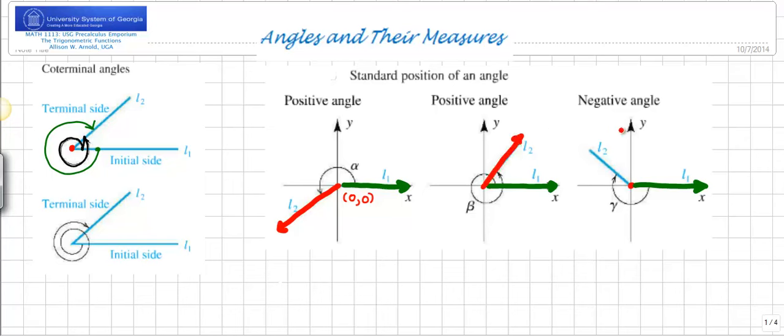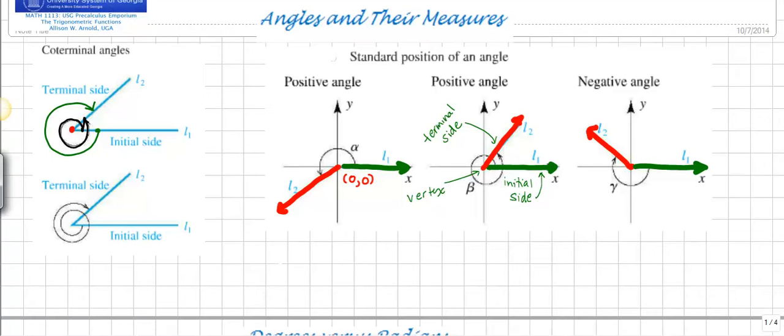Okay, so again, standard position of an angle means that your initial side is on the positive x-axis, your vertex is at the origin, and then where you terminate is still referred to as your terminal side.